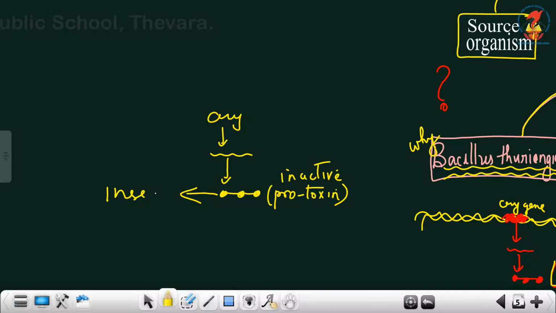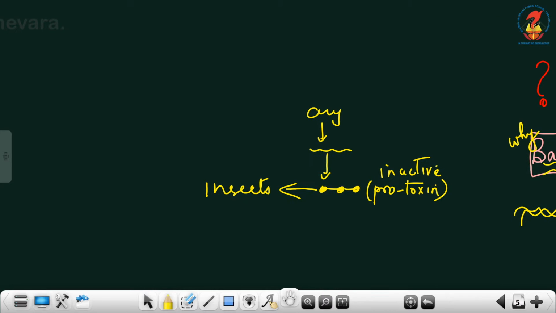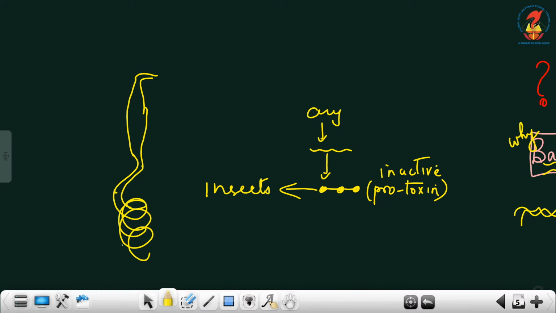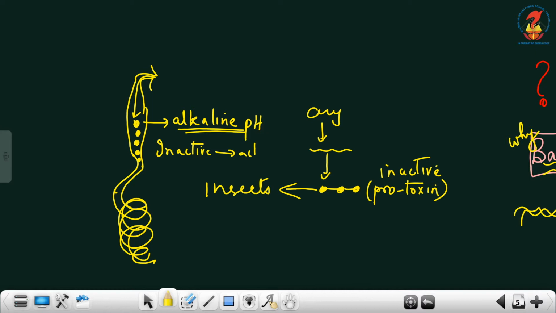what happens is that this inactive protoxin gets into the gut. It gets into the gut, the mouth of the insect, it got in. Once it gets into the gut, the gut has an alkaline pH. Remember, the pH necessary to make it active is alkaline pH. This alkaline pH makes the protoxin into active toxin. The inactive protoxin becomes an active toxin.